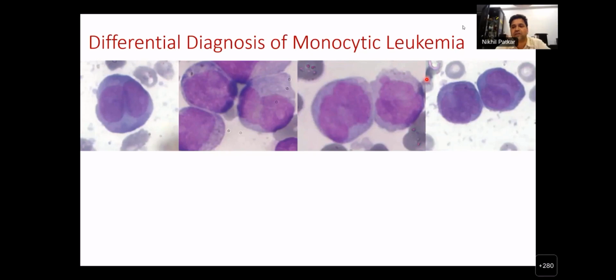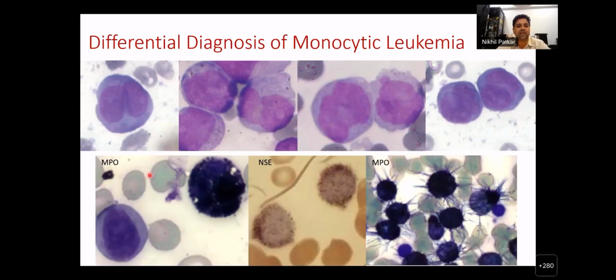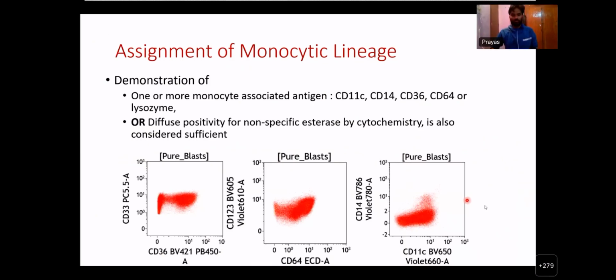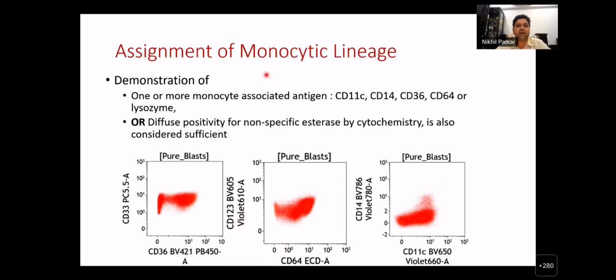I'll show you. So differential diagnosis, as you can see here, this is hypogranular APL and this is monocytic leukemia. This can be really confusing at times, especially when you have too many cells like this. What really helps is MPO. Monoblasts, especially cells like this, are MPO negative and they are positive for esterase, whereas acute promyelocytic leukemia cells are strongly positive for MPO. Now, how do you say something is monocytic lineage or not? You have to demonstrate one or more monocytic lineage antigens such as CD11c, 14, 36, 64, or just non-specific esterase positivity is also sufficient. So this particular case had CD36 positive, bright CD64, CD11c positive, and CD14 negative. So we can confidently say this is acute leukemia of monocytic lineage.